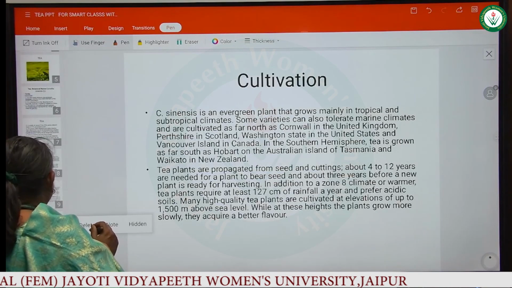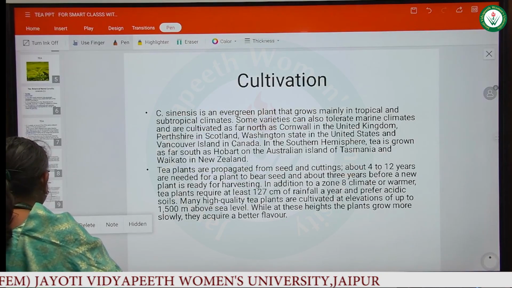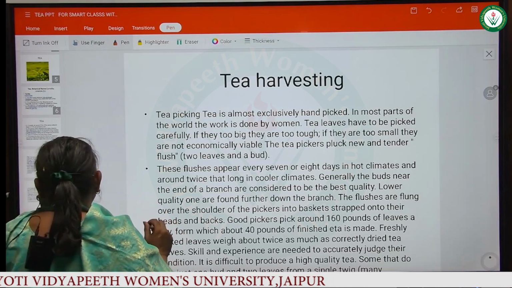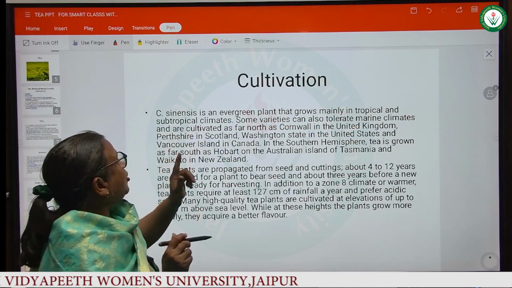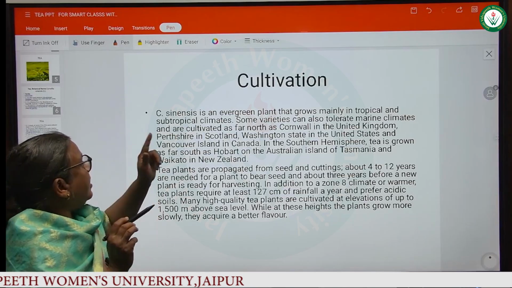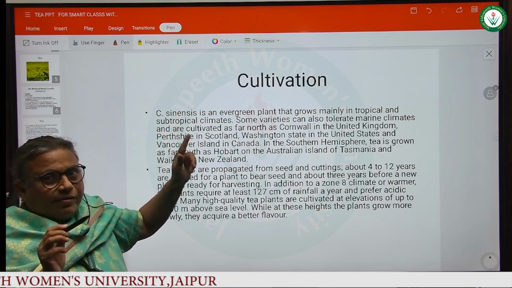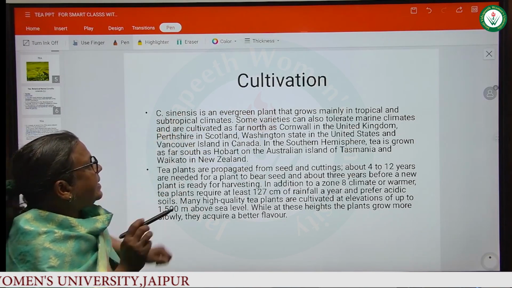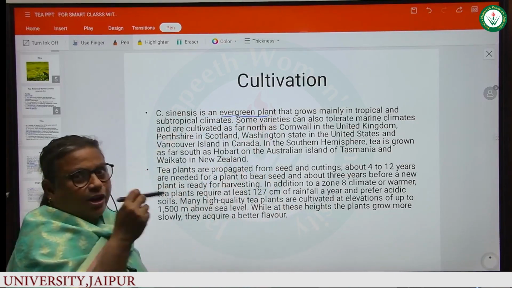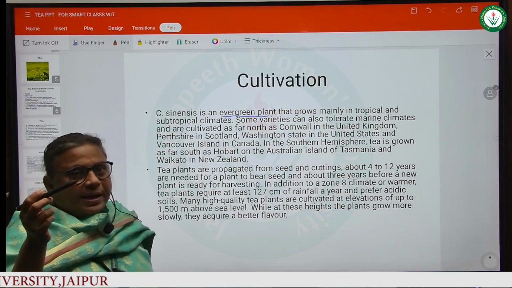Now I talk about the cultivation of tea, or first of all, tea harvesting. First of all, we talk about the cultivation. Well, tea is also called Camellia sinensis. Camellia sinensis is an evergreen plant that grows mainly in tropical and subtropical climates.